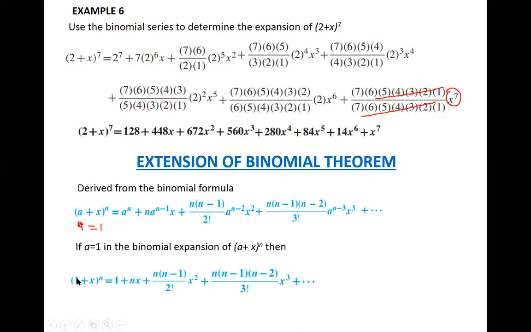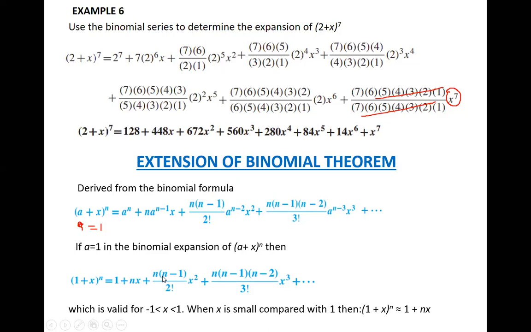The first term, which is a, will be raised to power n, and 1 to the power of any number still gives the same 1. Then plus n times x, and you go on like that, n minus 1, x to the power 2. This is useful and very important. This extension is helpful, and it can be used to expand almost all binomial expressions. It's very important. You need to know it by heart. So we move on.